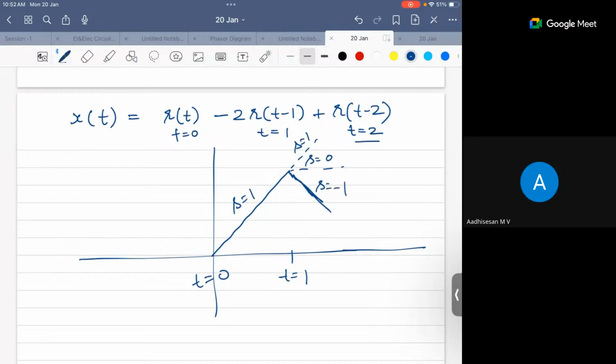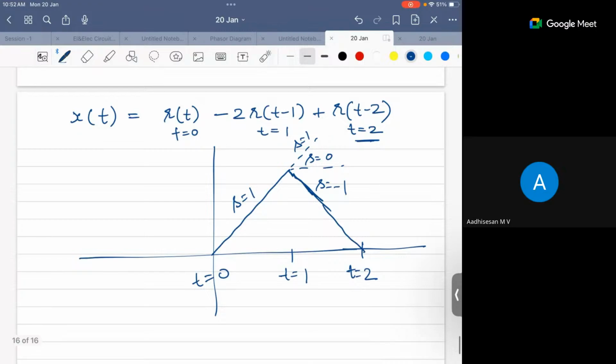And it will go till what? It will go till t equals 2. So it will go like this. And now at t equals 2, because the slope was minus 1, it has gained one slope plus 1. So now it will start going like this. Everybody is convinced with this?